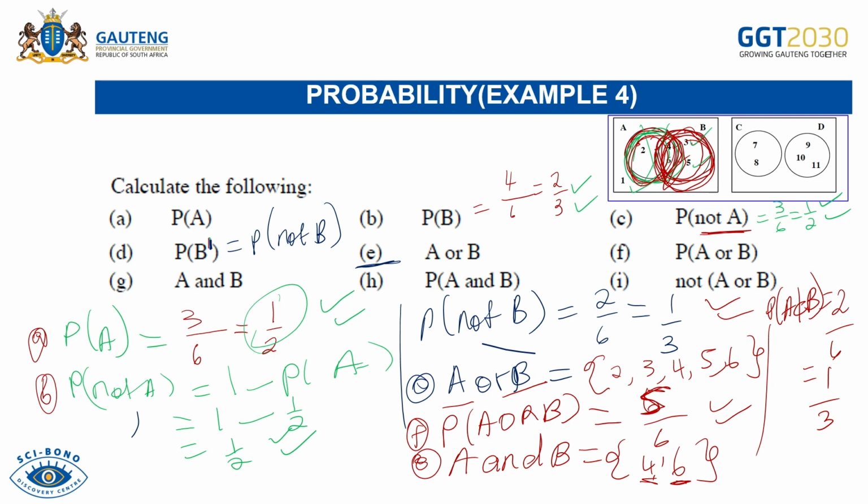And then the last one says not A or B. So not A and also not B. So if it's not A and it's not B, then it means it's going to be what? It's going to be that one, right? So the probability of not A or B is going to be 1 all over 6. So you can either put it like that, or you can say the probability of not A or B equals 1 minus the probability of A or the probability of B. Are we together, guys? Then you get your full marks.